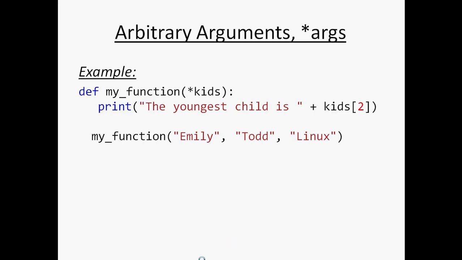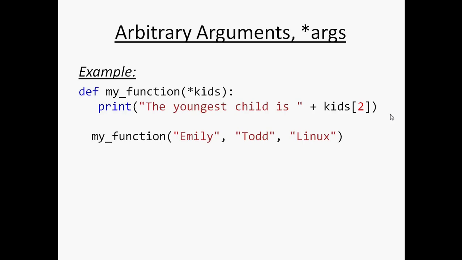Here in the example, you are seeing that I have defined a function, my function, and there is a parameter kids inside my function, but this time I don't know how many arguments will be passed into this function. So I put this asterisk before the parameter name in my function definition. In the print statement, I have printed the message in the double quotes and the argument number 2 in the list of arguments passed through my function.